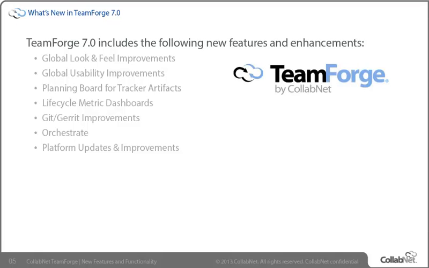These 7 points cover a broad range of improvements and new functionality which differentiate the TeamForge 7.0 release. These are the enhancements we'll be highlighting throughout this video. Improvements to the global look and feel, improvements to the global usability, the addition of planning boards for tracker artifacts, new lifecycle metric dashboard, improvements to Git Gerrit, the introduction of Orchestrate, and improvements and updates to the platform.